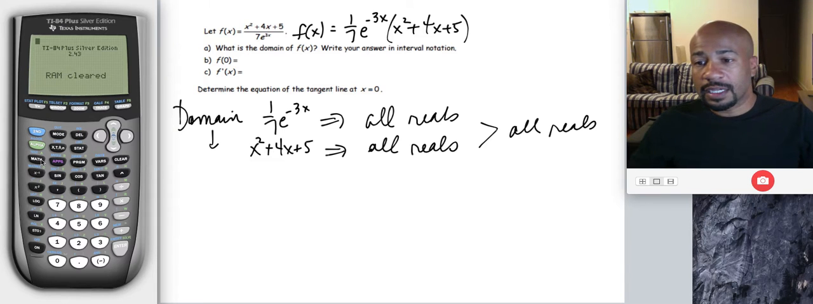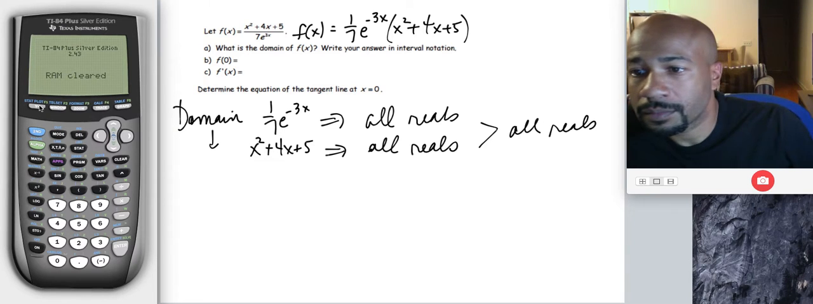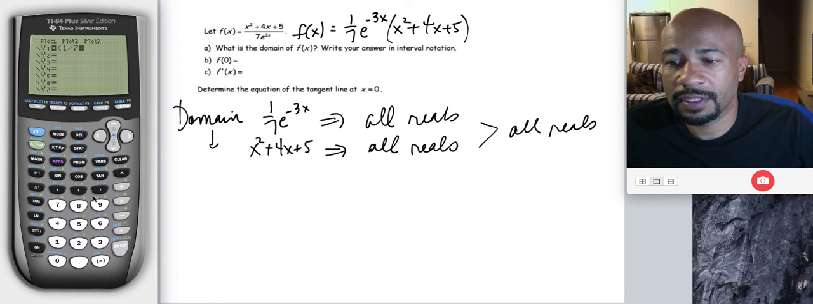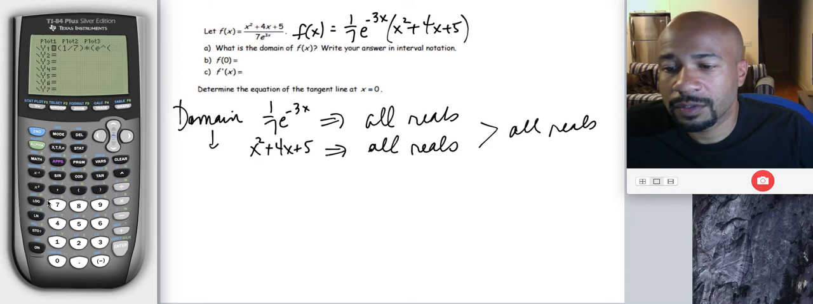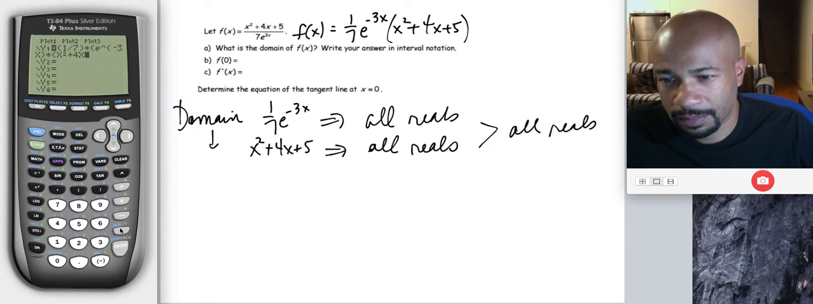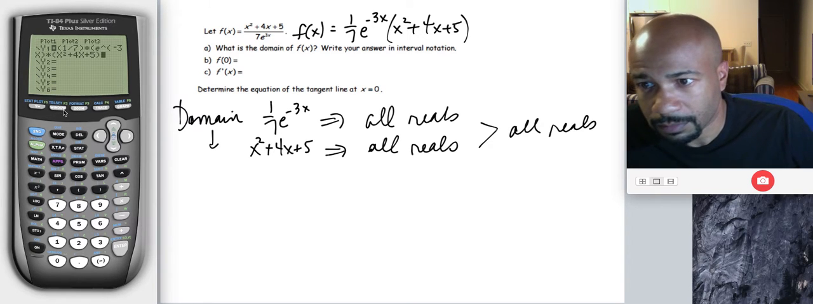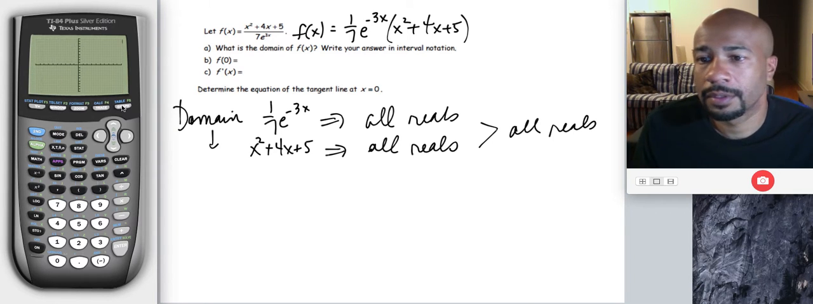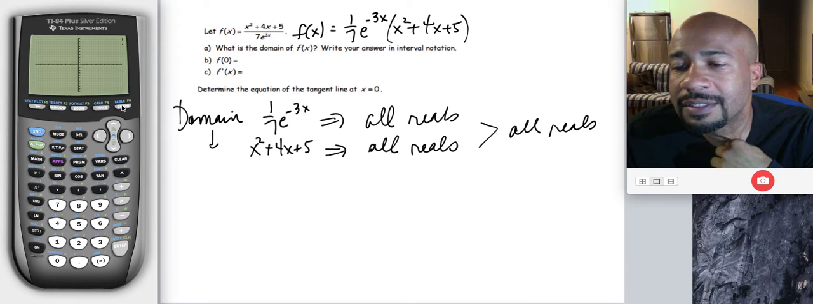So if you were to take a look at that, let's graph it. y equals, I'm just going to use parentheses, 1/7 times e to the negative 3x times x squared plus 4x plus 5. And let's just do a standard window. Let's see what it looks like in here.